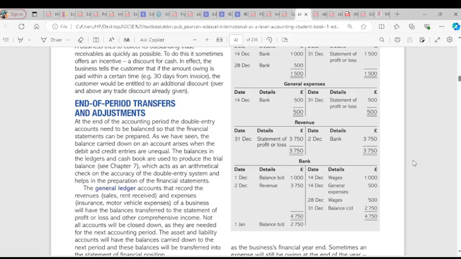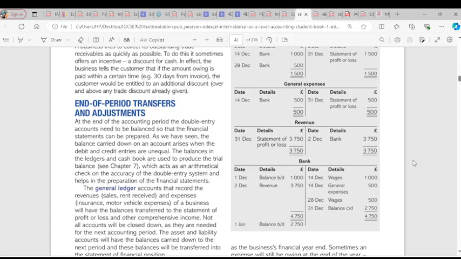In the general ledger, you prepare a ledger for these accounts, right? When you balance up your ledger, you take the final figure to the statement of profit or loss for revenue and expenses. For assets and liabilities, it goes to your statement of financial position.